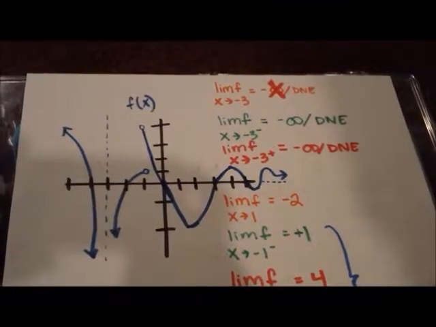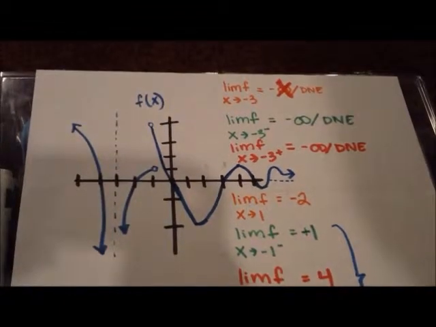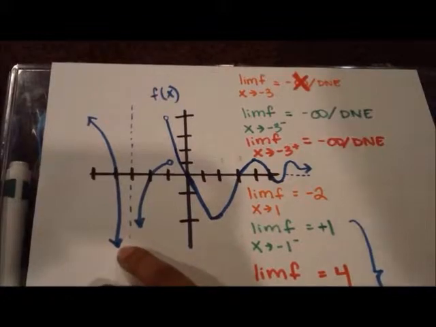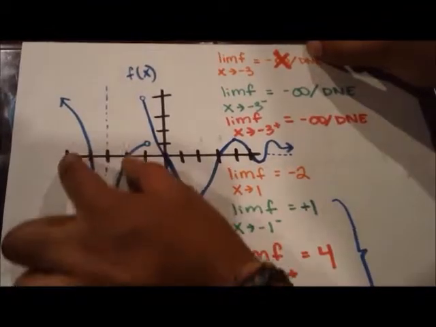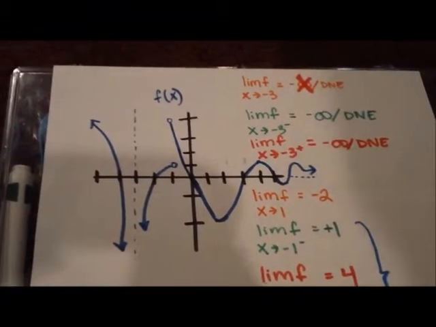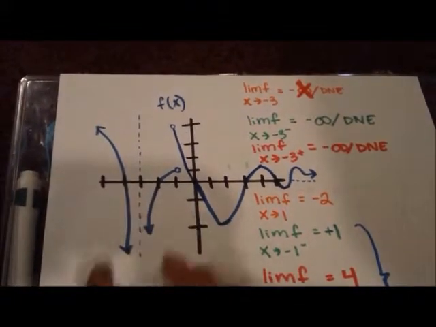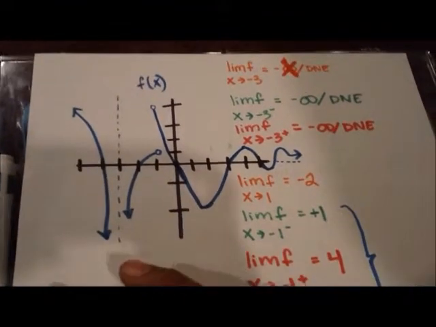We will begin by talking about the vertical asymptote and its limits for this function. As the function approaches negative 3, right here, from both directions, it goes down, which means that you would think it'd be negative infinity. However, the two lines do not have the same slope, which means that the limit does not exist.